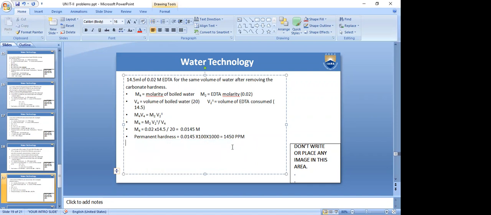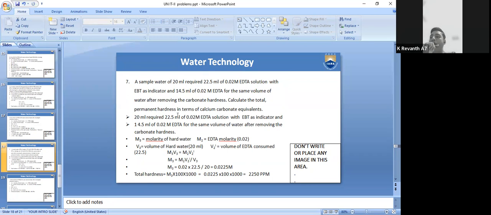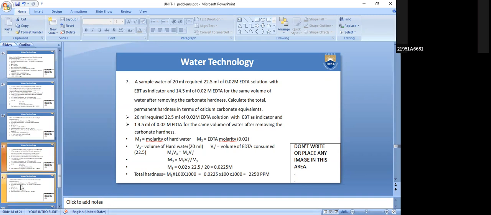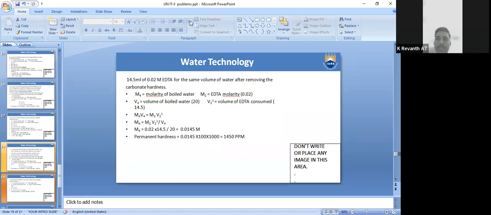Just see the problem now. Calculate the total hardness and permanent hardness in terms of calcium carbonate equivalent. If you get it, it is for 7 marks: for M3 I'll give 4 marks, for M4 I'll give 3 marks. Understood, everybody? You see the problem. They are asking us to find out total hardness and permanent hardness. Clear, everybody? Everybody complete M4 also: molarity of boiled water, and convert into ppm, permanent hardness. Students, did you write it, everybody?